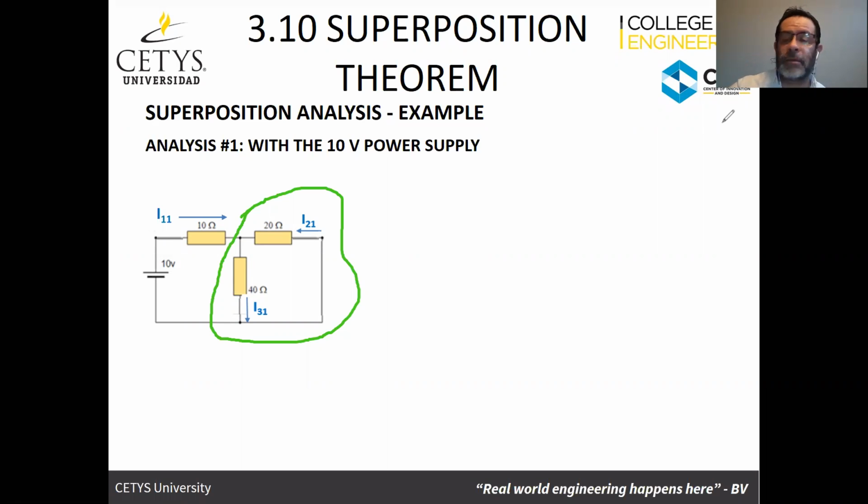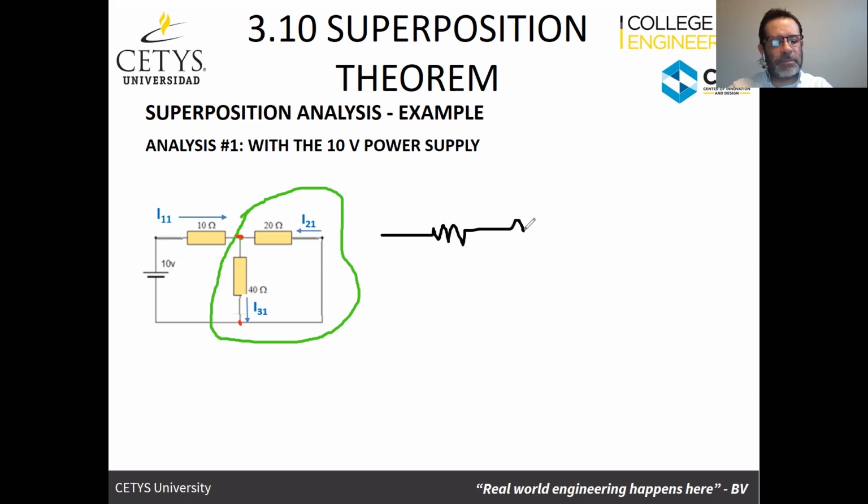Why is it not series? It's not in series because we've got a node here and a node here where the current is being separated. Now, I think this would be much simpler for you guys to understand if this circuit were drawn this way.